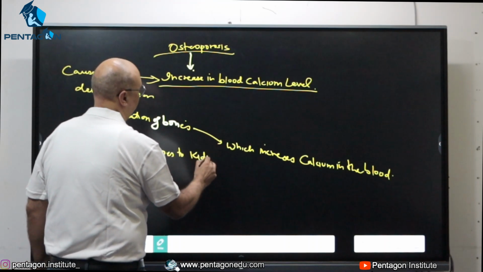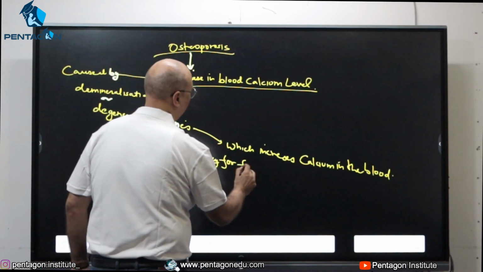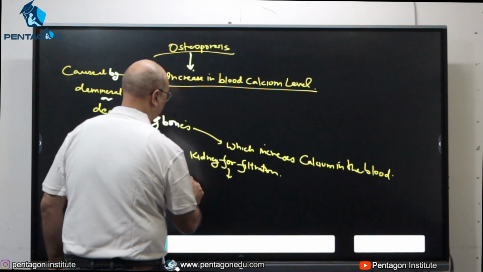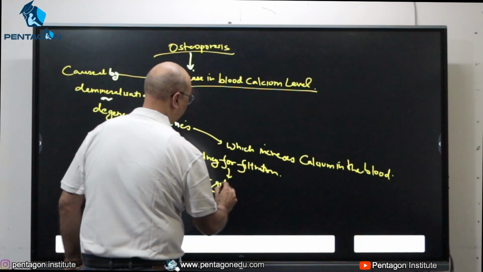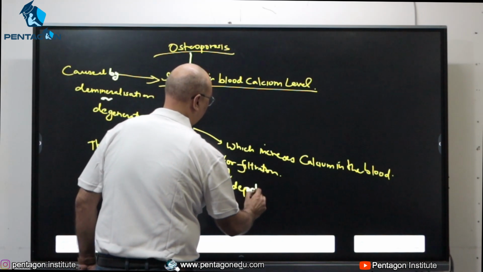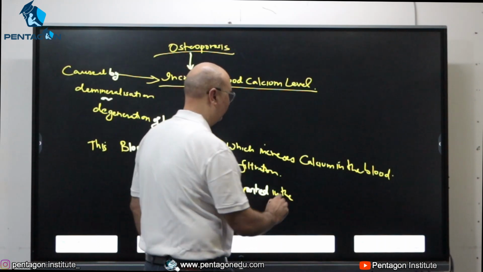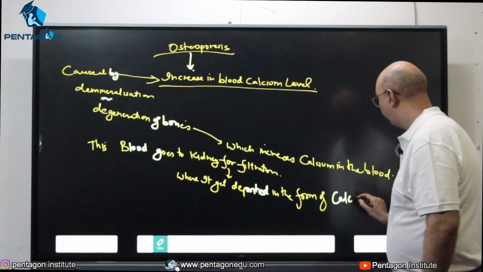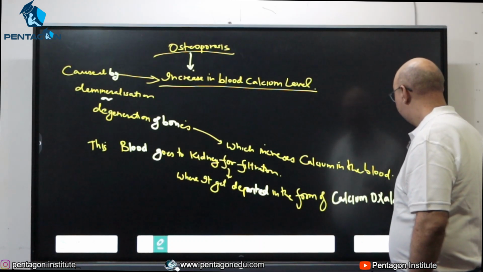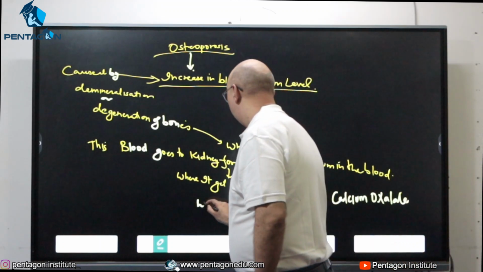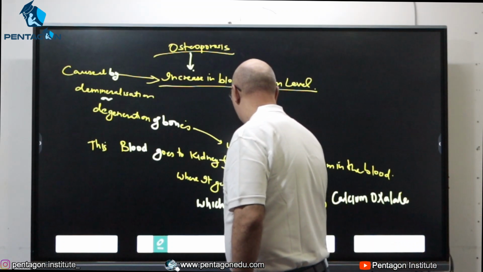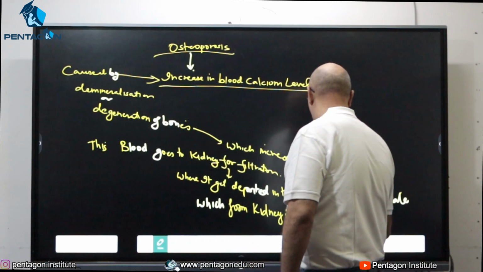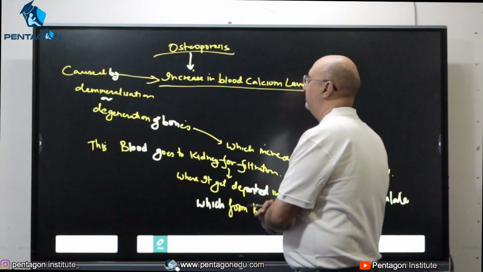This blood goes to the kidney for filtration, where it gets deposited in the form of calcium oxalate, which forms kidney stones or renal calculi.